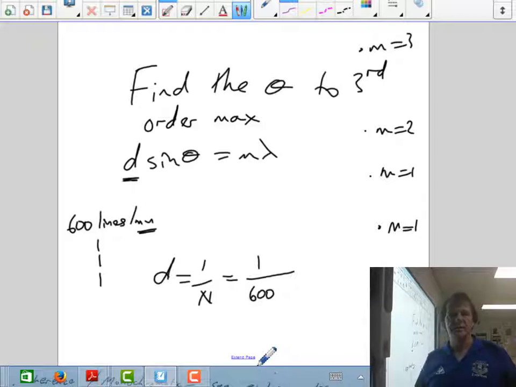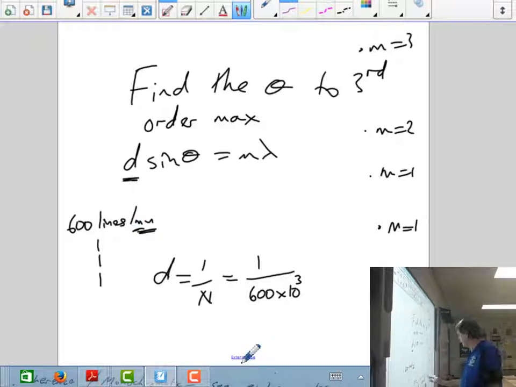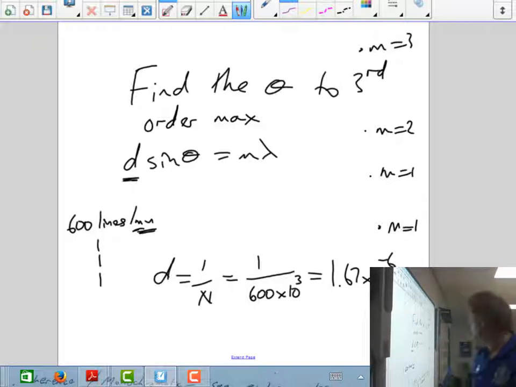If it's got 600 lines in a millimetre, it'd have another 1,000 times that in a metre. So you've got to times that by 10 to the 3 to get this into metres, that milli value there. So that's the sort of value you're going to get. And I think that's going to be 1.67 by 10 to the minus 6 metres. It's a very close distance there. If you substitute that in and rearrange for theta, you can work out what the order is.